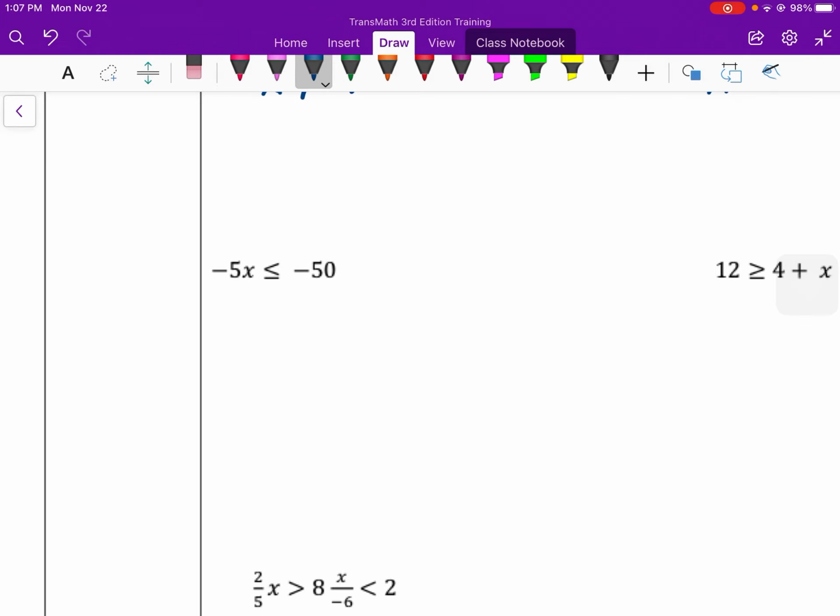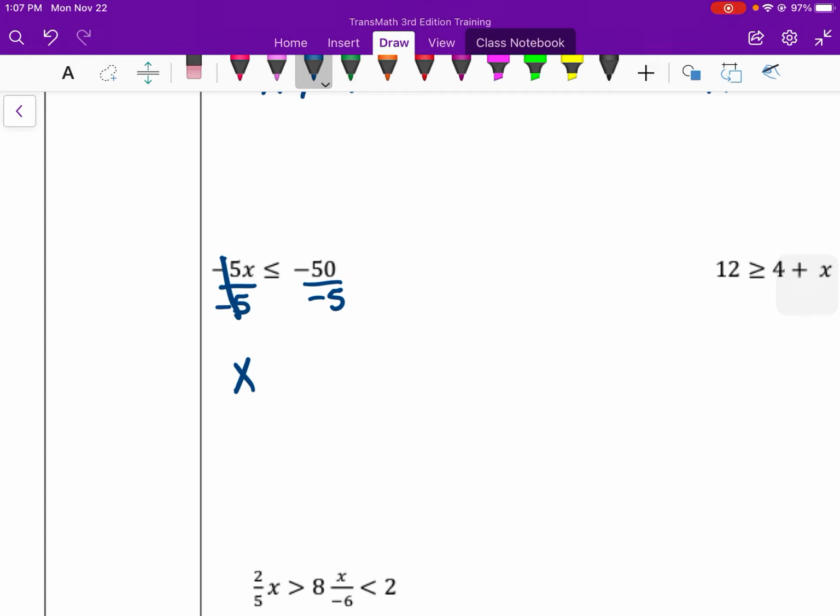If I have something like this, it says -5 times x is less than or equal to -50. To undo a multiplication, I need to use division. So I'm going to divide by -5 on both sides, because I not only want to get rid of the 5, I want to get rid of the negative as well, so that I leave x by itself on this side.